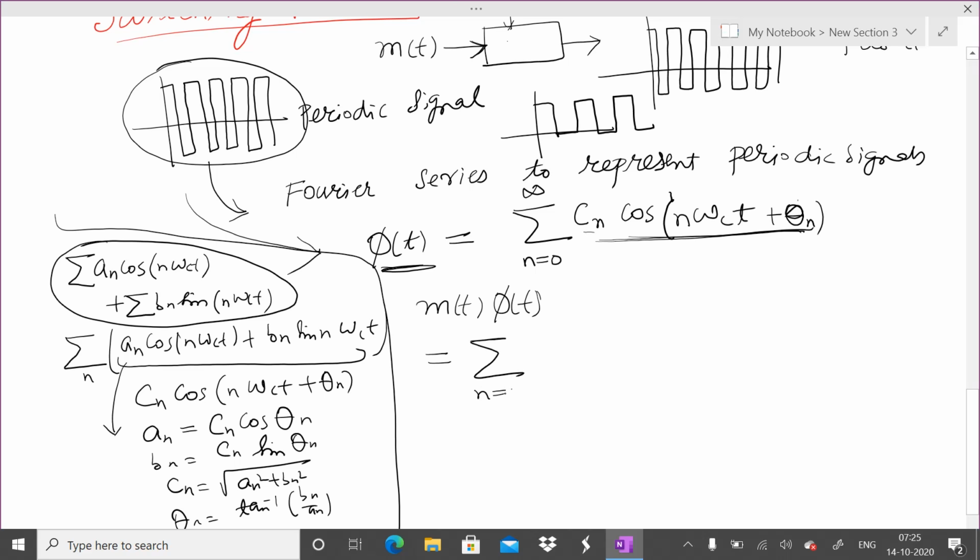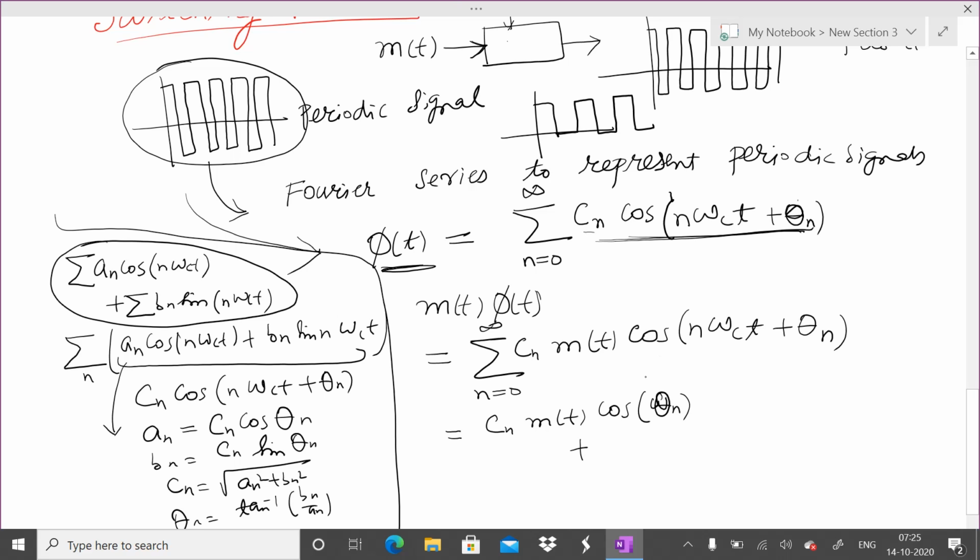So you will get the sum of Cn m of t cos of n omega ct plus theta n, right? Now if you give the values of n, the first term will be C0 m of t cos of theta 0. The second term will be C1 m of t cos of omega ct plus theta 1, plus then there will be other terms up to n equal to infinity, Cn m of t cos of n omega ct plus theta n.